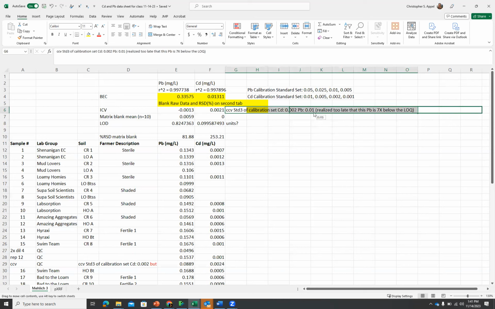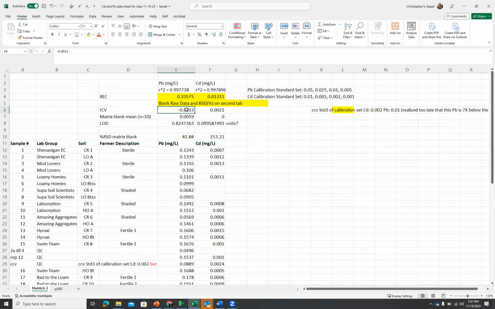And so since we got that negative number, we can't calculate a recovery for it. So I'm just going to, for lead, I'm just going to say that it's NA. But for cadmium, we do what Liz said. We do the measured over the known. So the measured is 0.002. And can anyone tell me what the known is?